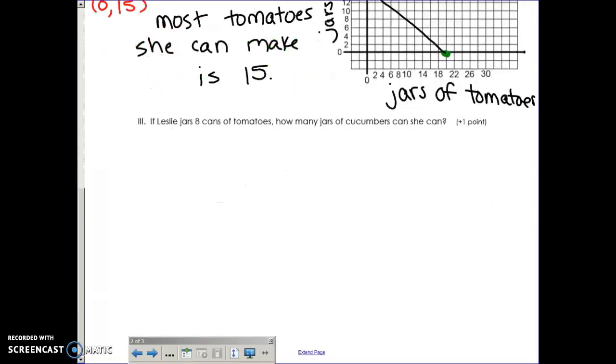And I'm running out of time, so on this last one I'm just going to show you how you set it up. 8 cans of tomatoes goes in the X spot. You still have to keep Y there, and the rest of your equation stays the same. Solve for y, you should get 9.